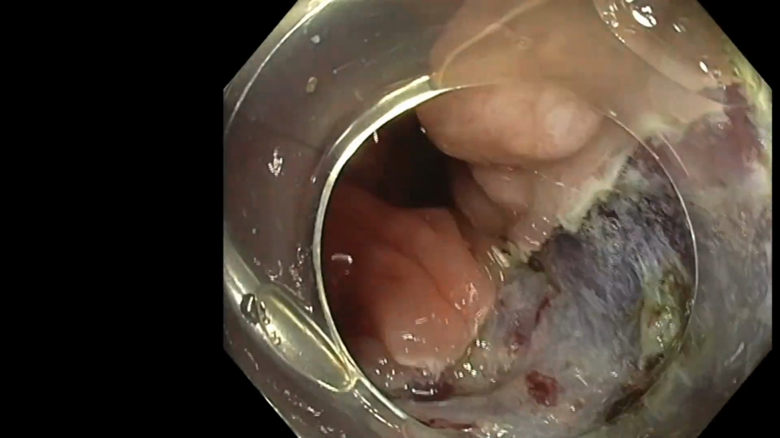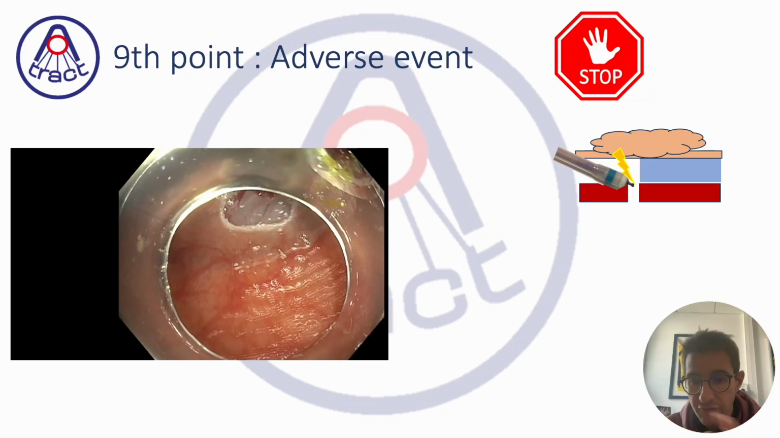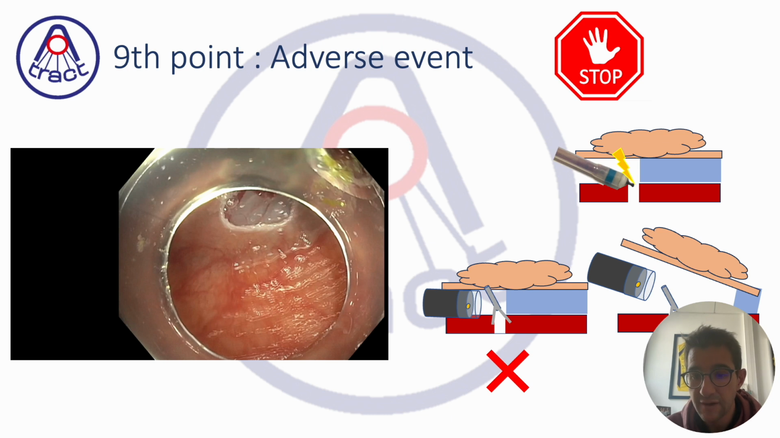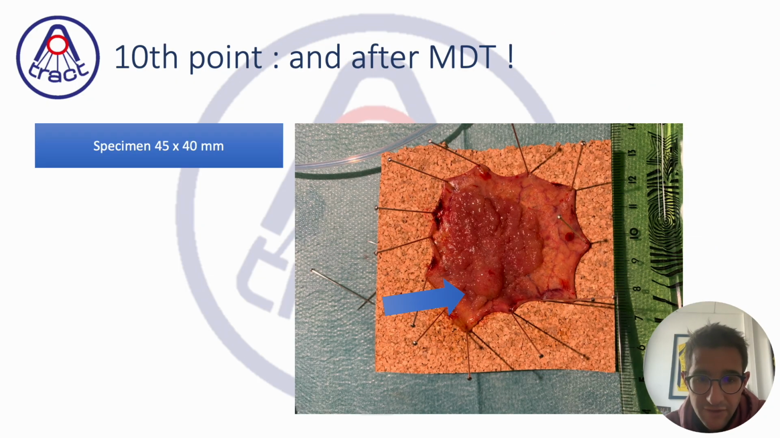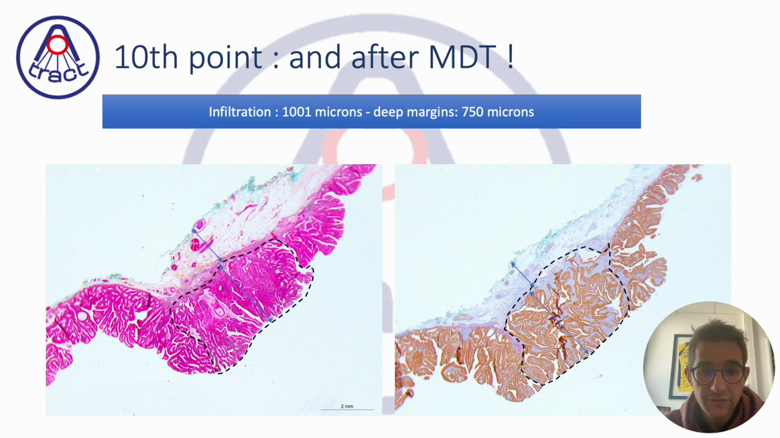So please be aware that perforation will come and you should be prepared, trying to open the space before closing the defect, because if you close before doing ESD, it will be very difficult to achieve the resection. And finally, after the resection, you are still in charge of the patient, and in the case we presented, you have a small cancer here. It was a 1001 microns invasion with a deep margin of 750 microns.